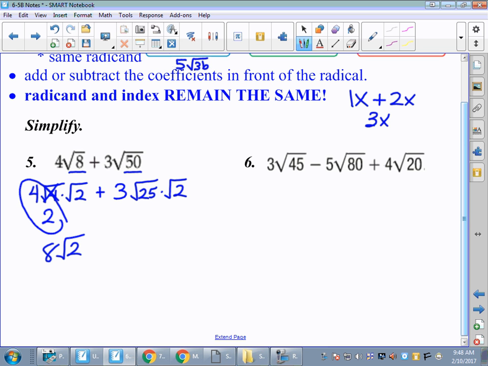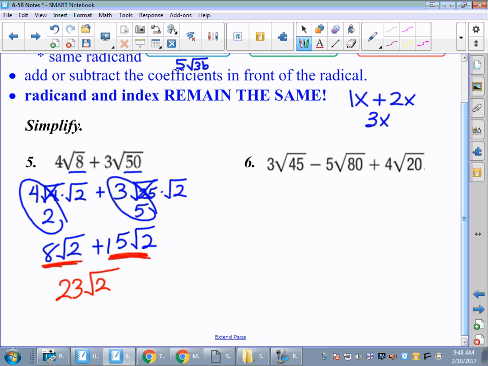And then 25 becomes a 5. 3 and 5 make 15. So I have 15 root 2. So what we're looking at here is I have a pile of 8 square root of 2 ugly decimals here. I have 15 more of the same ugly decimal here. So I have 23 square root of 2 ugly decimals. It doesn't change into a different ugly decimal. I'm just telling you how many of those ugly decimals I have in total. That's what happens when you add or subtract.